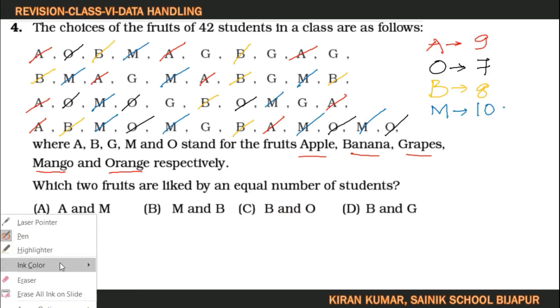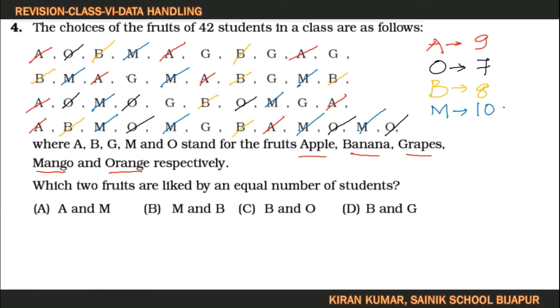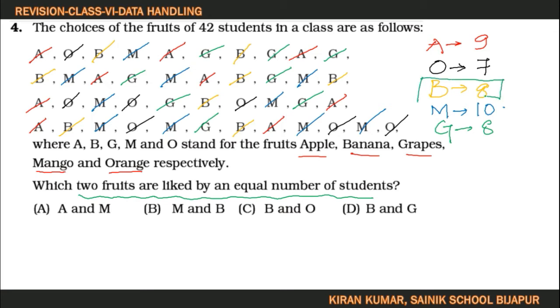Now the grapes. 1, 2, 3, 4, 5, 6, 7, 8. So the number of students liking grapes is 8. Here, as per the question, which two fruits are liked by an equal number of students? If you observe carefully, banana and the grapes. So the right option here is option D, banana, B and G.